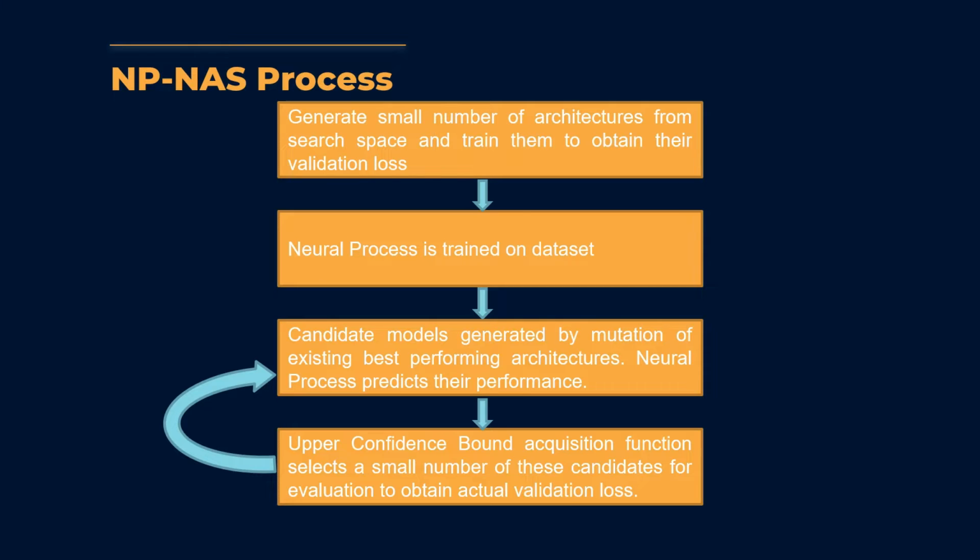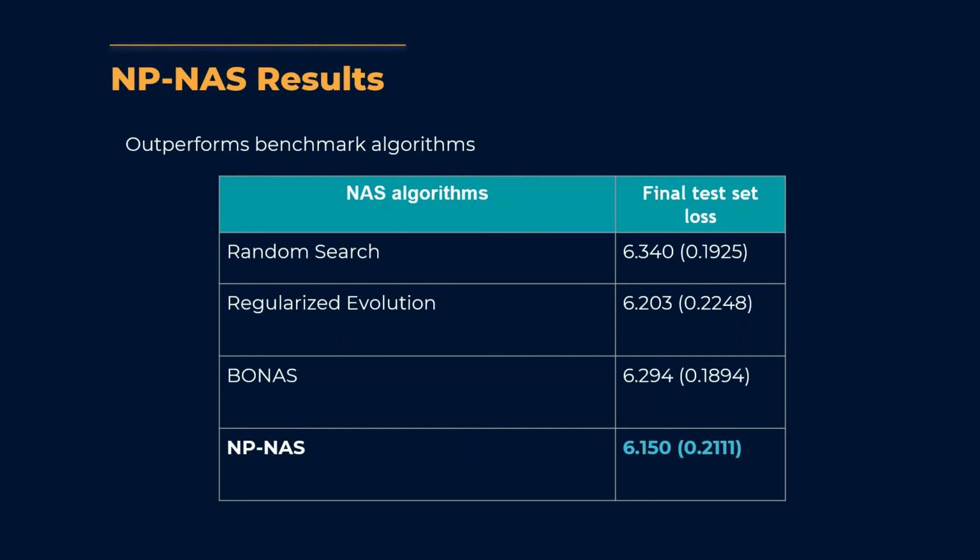The UCB function accepts both the mean and variance of the regressor, which allows it to balance between selecting the best performing and the most uncertain architectures for evaluation. This is the exploration-exploitation trade-off. This process is repeated until the desired cutoff is reached. The results of NP-NAS are shown here. On the NAS-Bench-101 dataset, NP-NAS outperforms the benchmark algorithms, thus showing its efficacy.